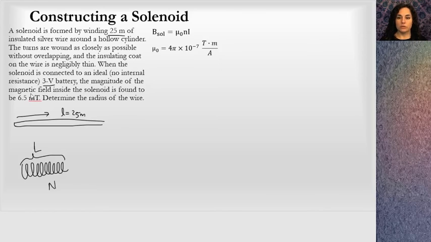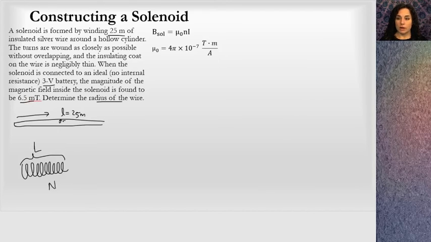The magnitude of the magnetic field inside the solenoid is found to be 6.5 millitesla. Determine the radius of the wire. So we don't want the radius of the solenoid. That's not what it's asking for. They want the radius of this wire, whatever this radius is, r. Which is kind of interesting that we can relate the radius of the wire to the magnetic field.